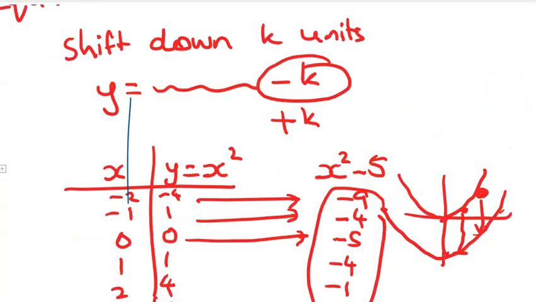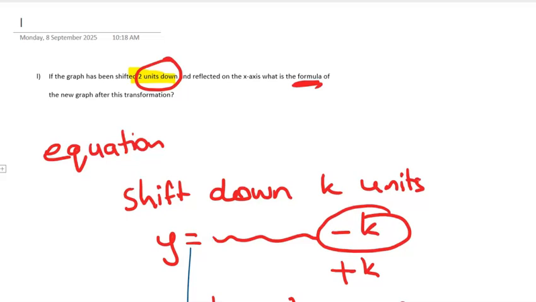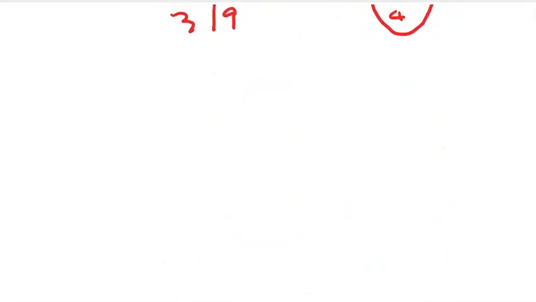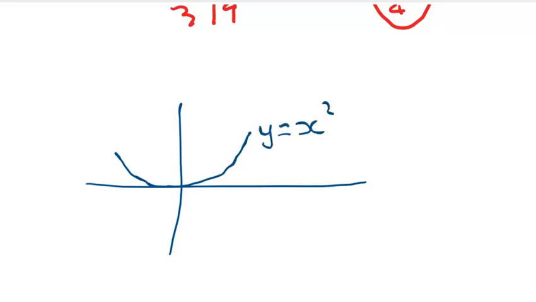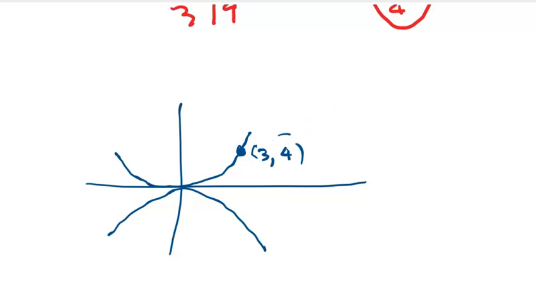The next part of the question asks us to reflect that in the x-axis. So we're going to shift it down, get that equation, and then we're going to reflect it. So let's have a look at how we do a reflection. Suppose that I've got, let's use y equals x squared again. If I want to reflect that, then this point here, suppose this point was, let's make it 3 and 4. I'm just making up numbers here.